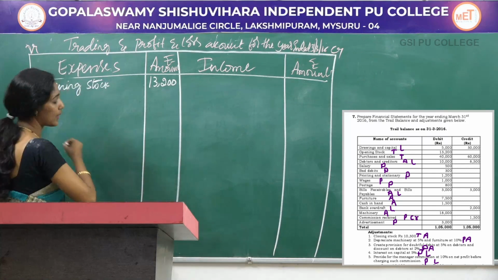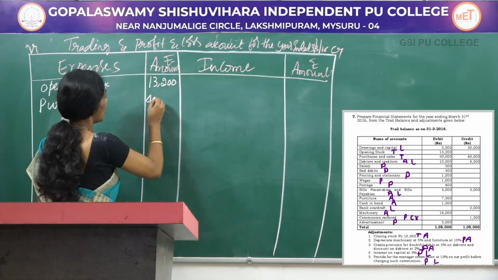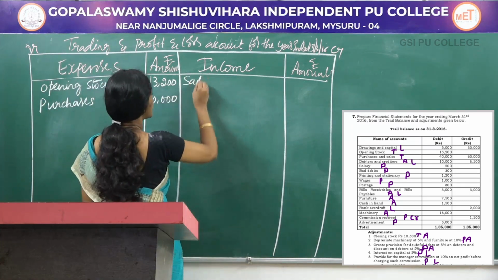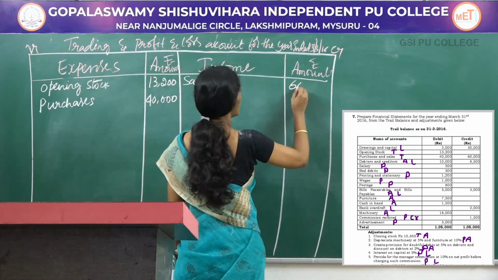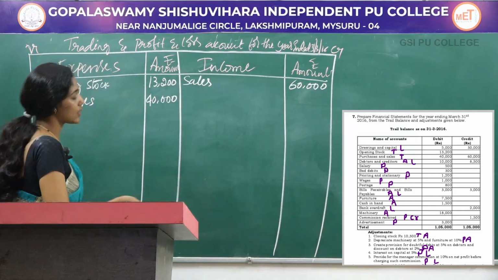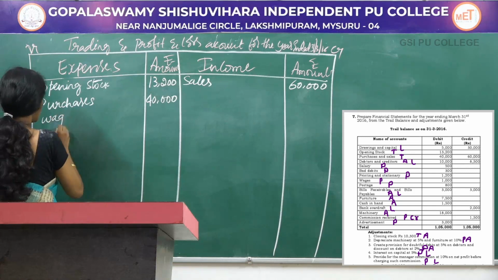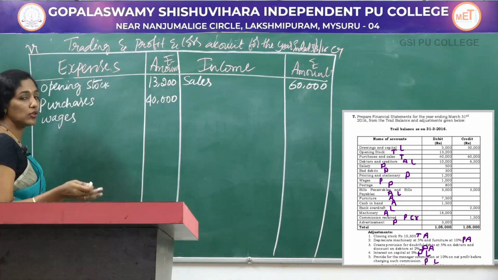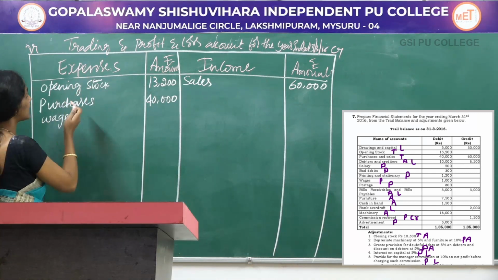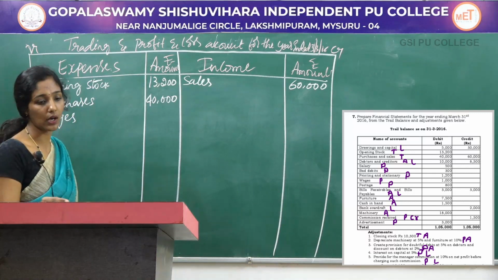The next, purchases 40,000, and on the credit side sales 60,000. Next, wages on the debit side, expenses no, so you have to record it on the debit side of the trading and profit and loss account.